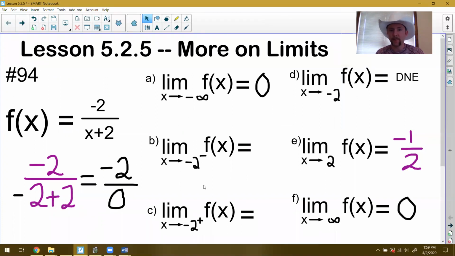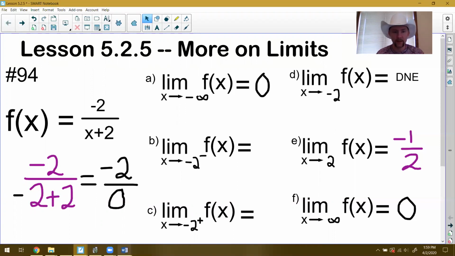So then letter B and C should make a little more sense because they want us to do one-sided limits. They want us to come from the positive, what's happening as we go to -2, and from the negative, what's happening as we go towards -2. So from the positive, from the negative, what's happening from each side.